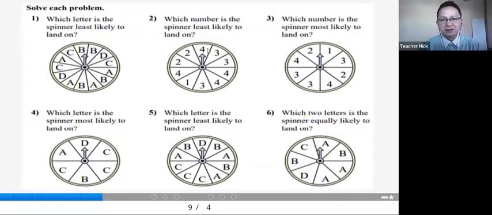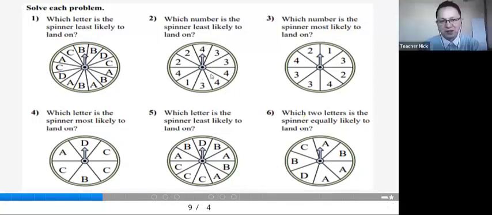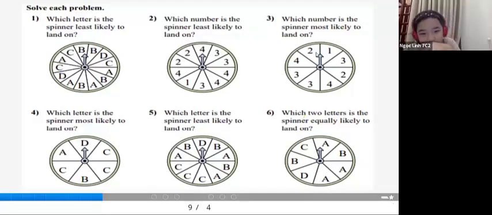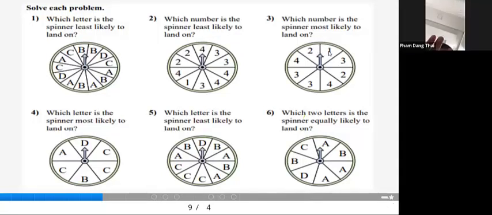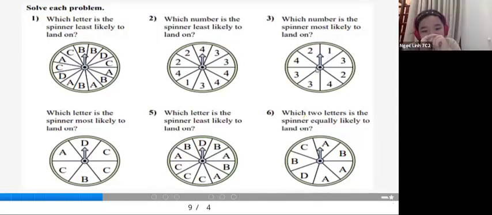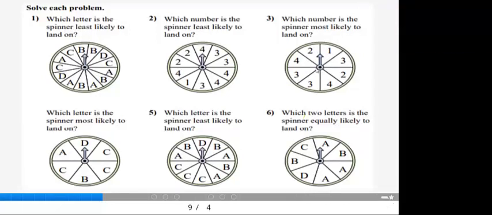How about number 2? Which number is the spinner least likely to land on? 1, because only one. All right. How about number 3? Which number is the spinner most likely to land on? 3. Most likely. So 3. How many 3s? 3.